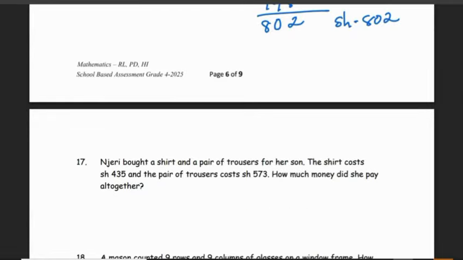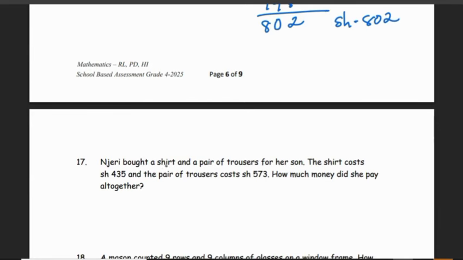Jerry bought a shirt and a pair of trousers for her son. The shirt cost 435 shillings and a pair of trousers cost 573 shillings. How much money did she pay altogether?